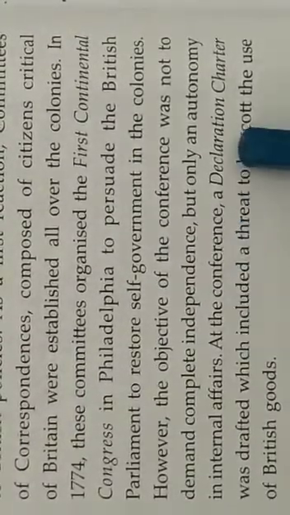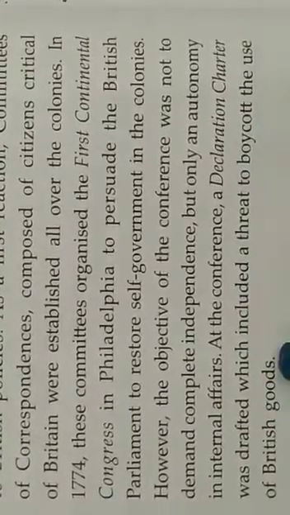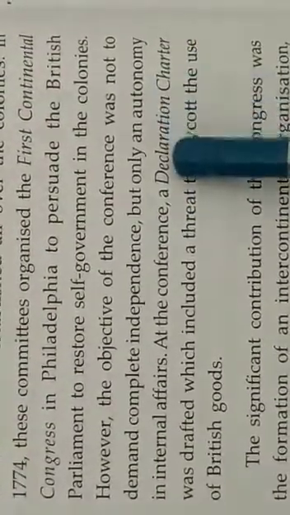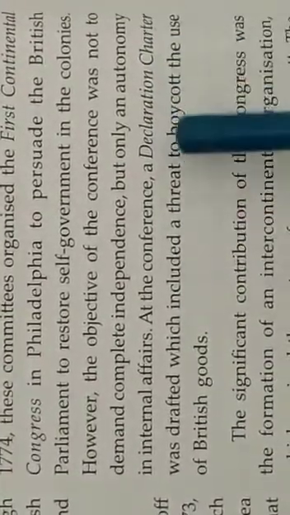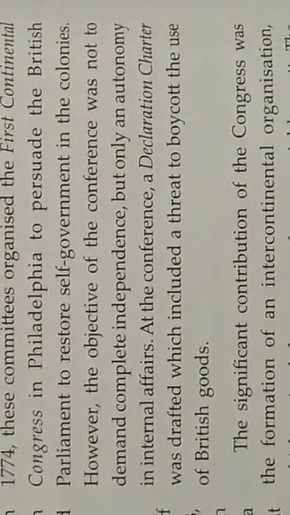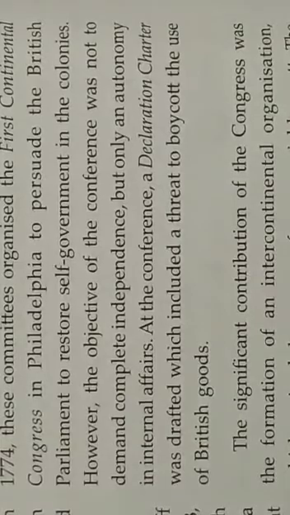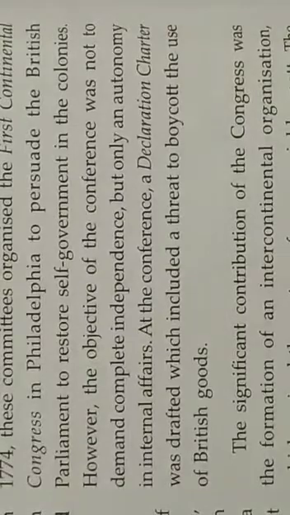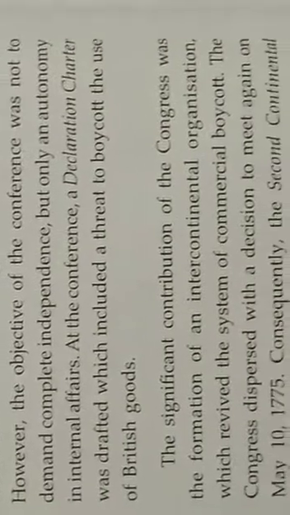At the conference, a declaration charter was drafted which included a threat to boycott the use of British goods. So in this conference, a document known as the Declaration Charter was written, and under this document, the Americans threatened Britain that they would boycott the use of British goods, which means that they would not buy or use any British goods. Boycott means to abstain from buying or using anything. So they threatened the British government that they would boycott the British goods.